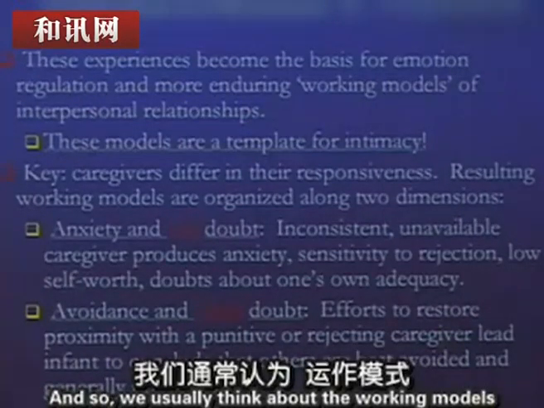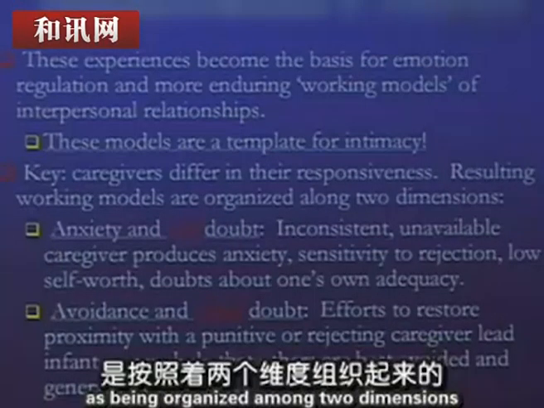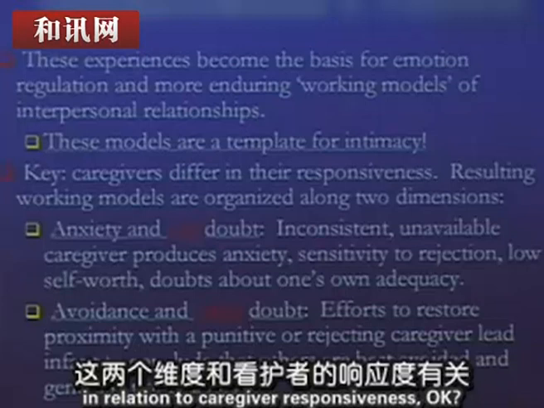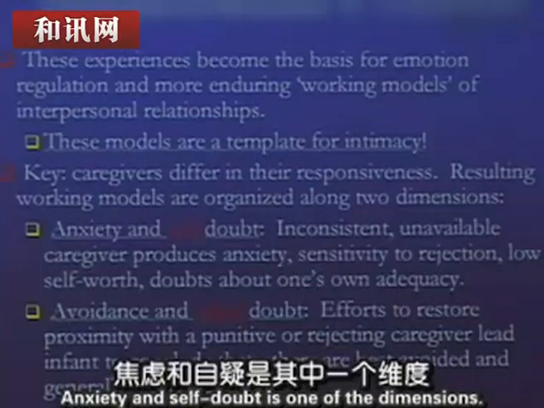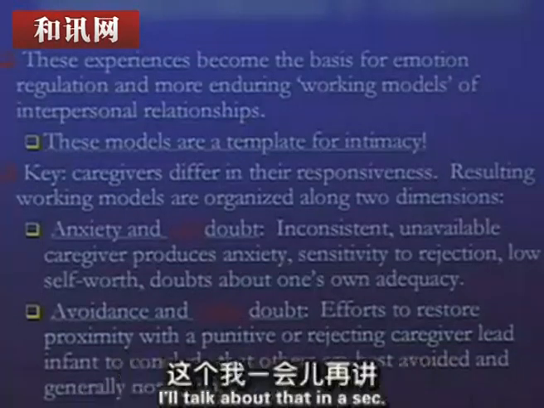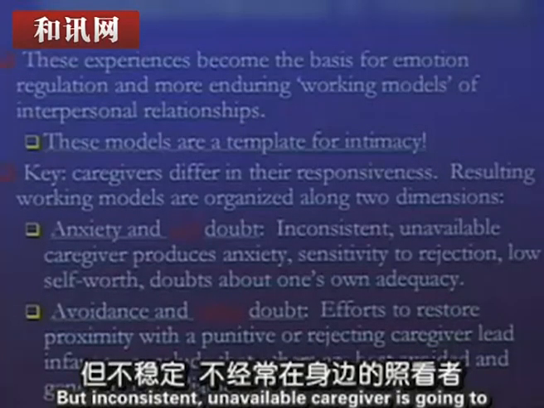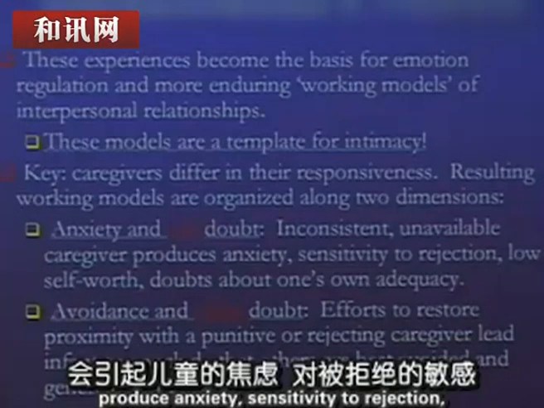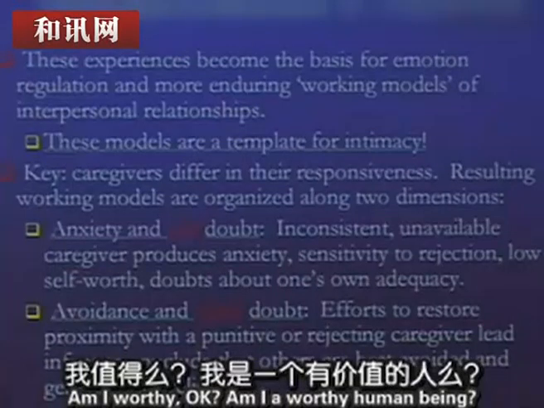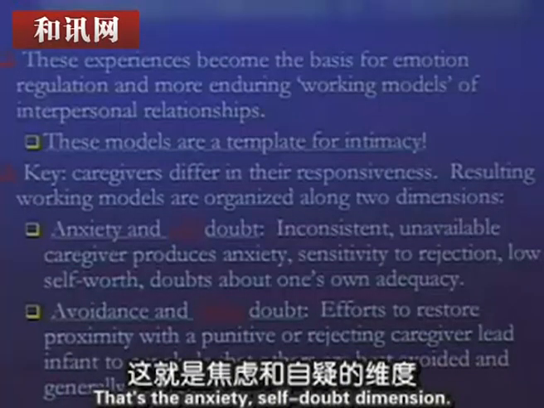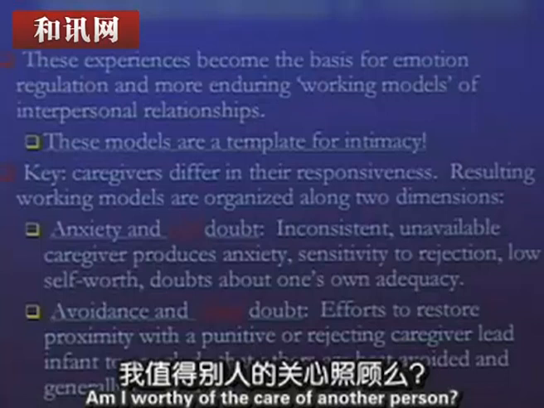And so we usually think about the working models as being organized along two dimensions in relation to caregiver responsiveness. One of them is anxiety and self-doubt, and we can be high or low on this dimension. I'll talk about that in a sec. But an inconsistent, unavailable caregiver is going to produce anxiety, sensitivity to rejection, low self-worth, and doubts about your own adequacy. Am I worthy? Am I a worthy human being? That's the anxiety, self-doubt dimension. Am I worthy of the care of another person?